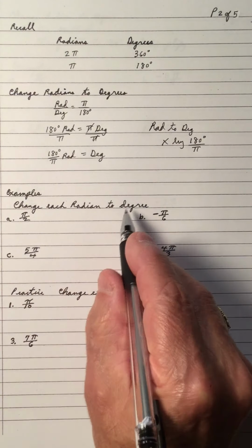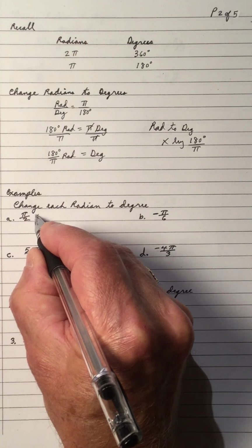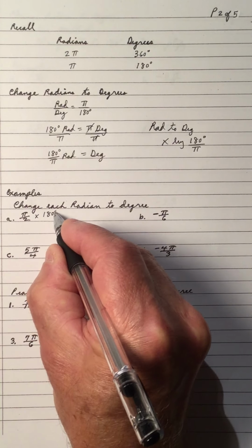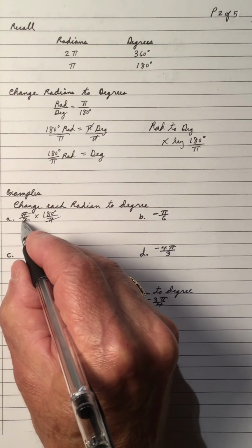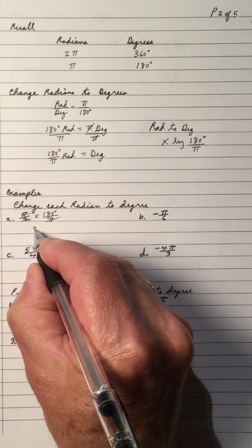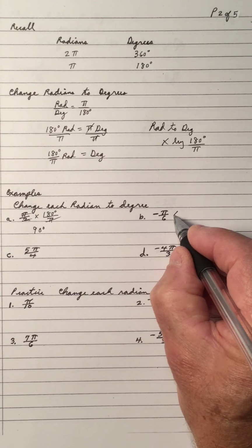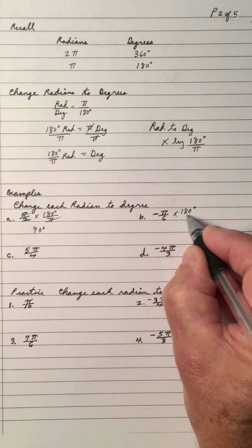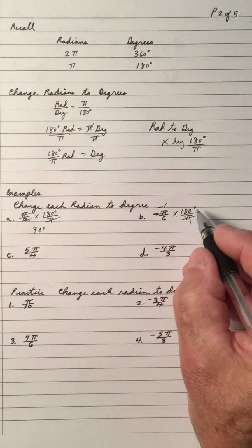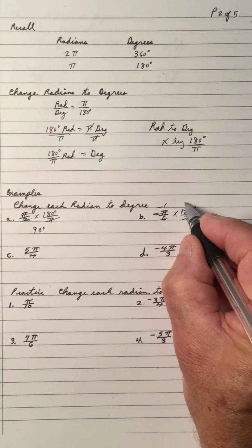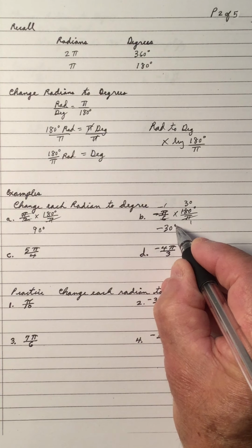So to change a radian to degree, we have a radian, which is pi over 2. We're going to multiply by 180 over pi. Notice the pi's cancel out. So 2 into 180 goes 90 degrees. So pi over 2 is 90. We multiply by 180 over pi. The pi's cancel. That's negative 1. 6 into 180 goes 30. So it's negative 30 degrees.